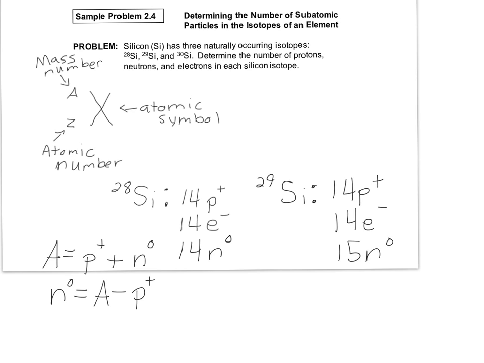So let's see, the last one here was silicon-30. Alright, and so again we're going to have 14 protons, 14 electrons, and then this time we're going to have 16 neutrons, right? Because 30 minus 14 is equal to 16.